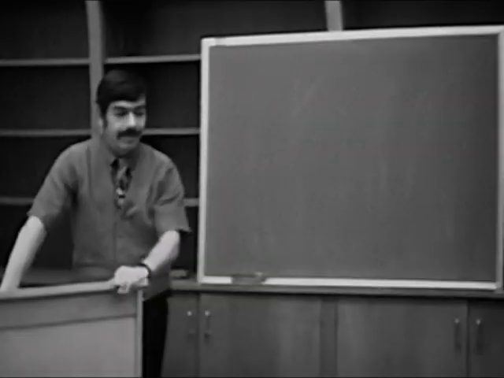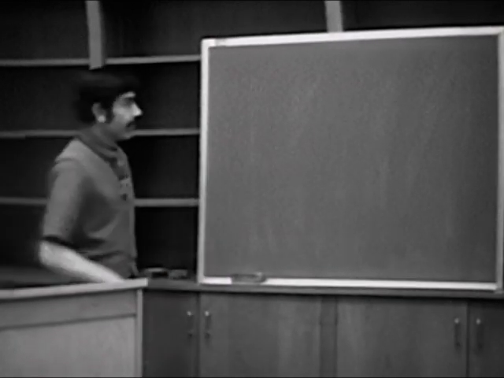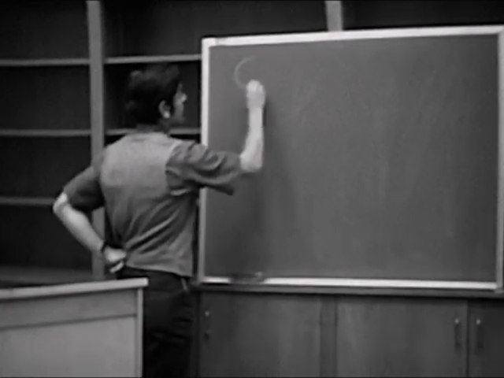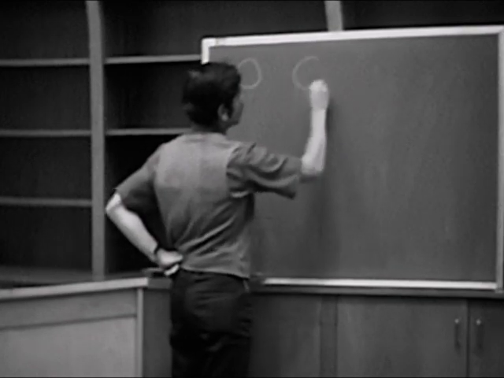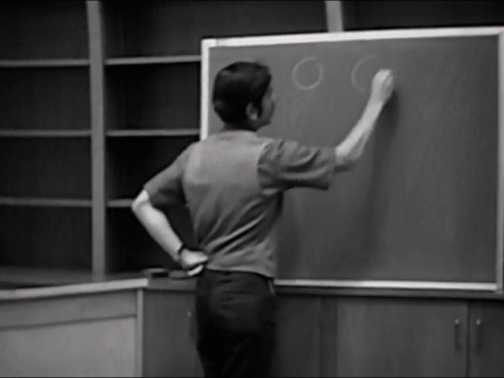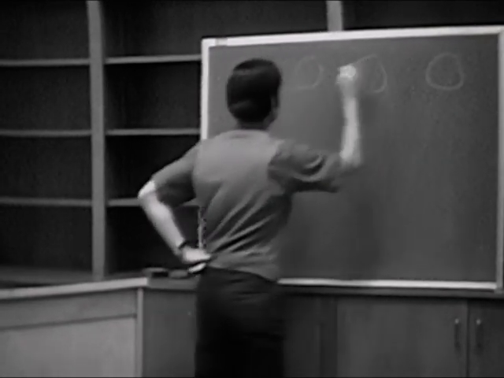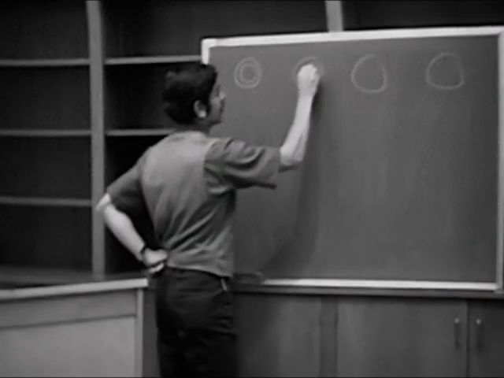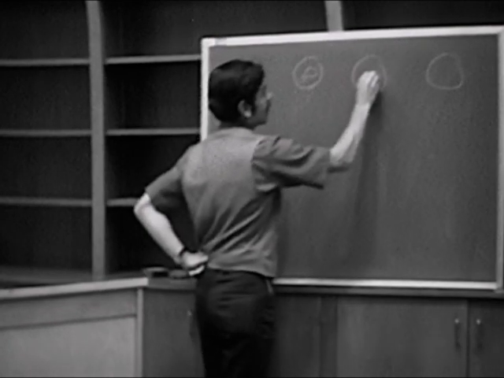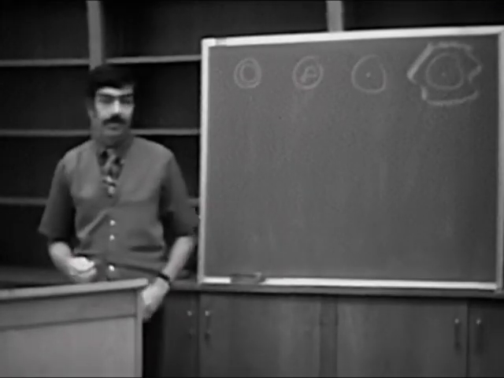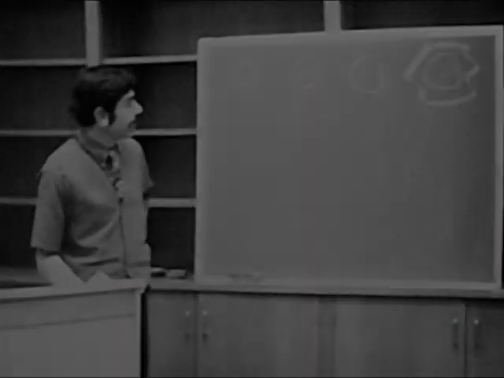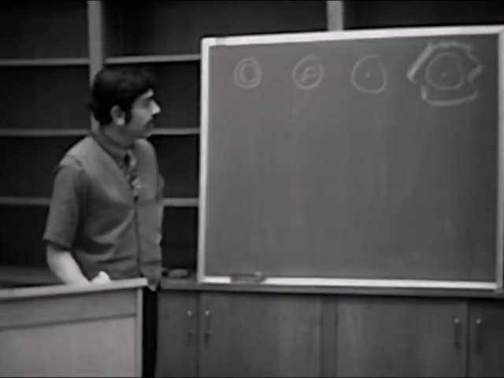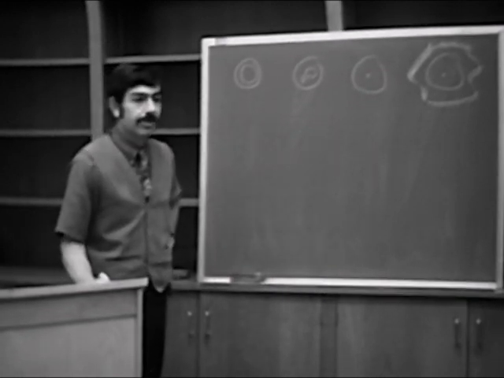Okay, today we'll be talking about myocardial ischemia and infarction. Now, what I've drawn here is a coronary artery in 4 different possible situations.